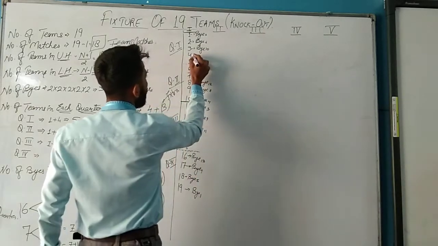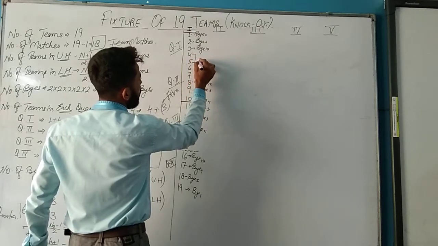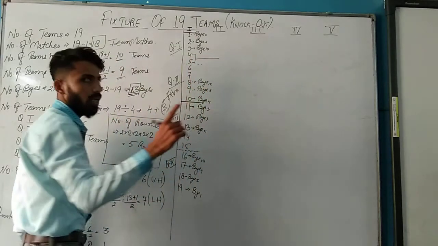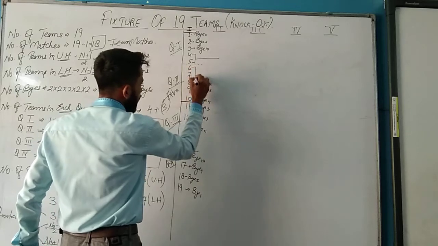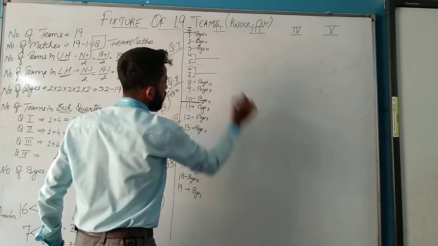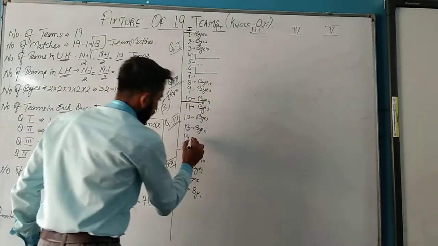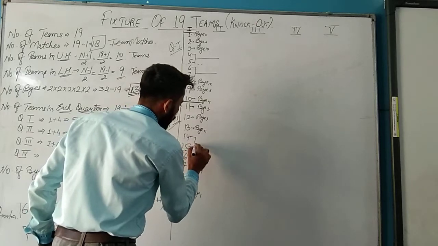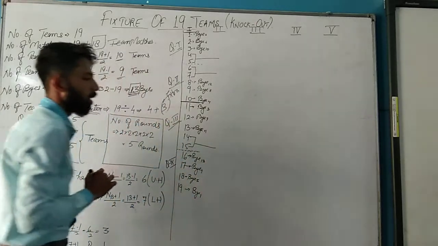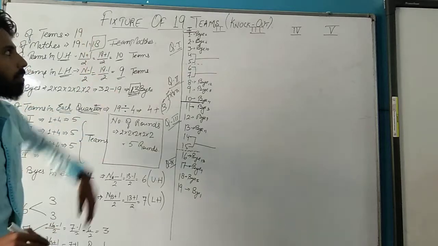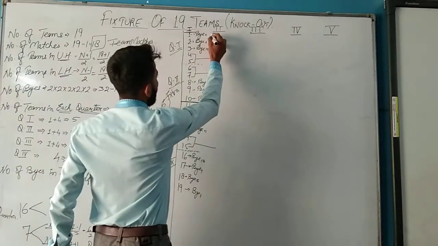In the first round, 4 and 5 will go for a battle and only one team will move up. 6 and 7 will go for a battle and only one team will move up. In the next, 14 and 15 will go for a battle and the next team will move up, only one team. Now the remaining byes are going to proceed further.